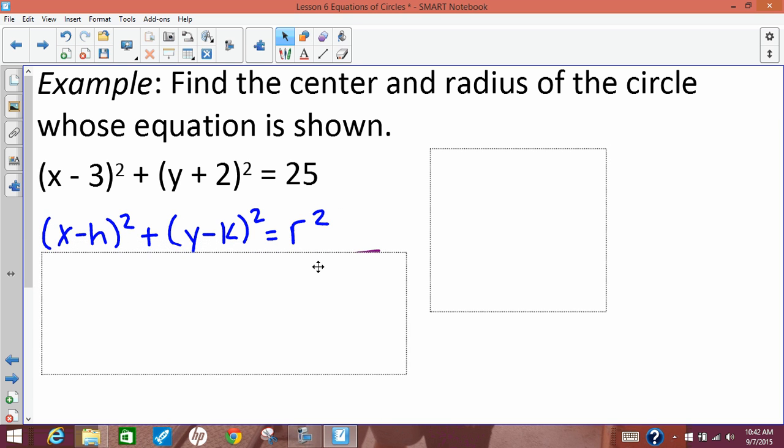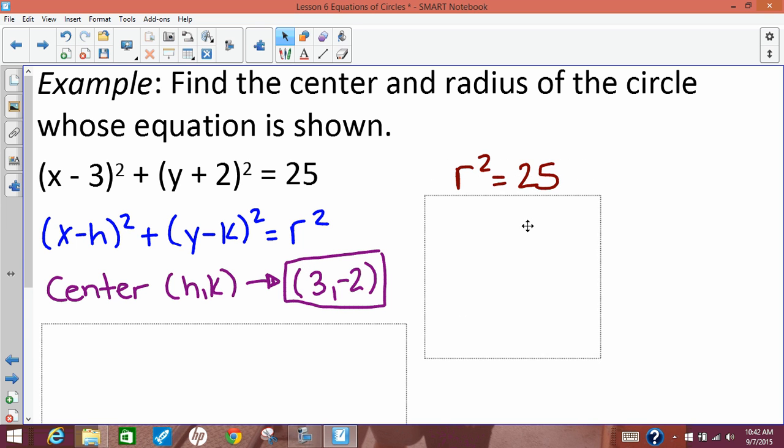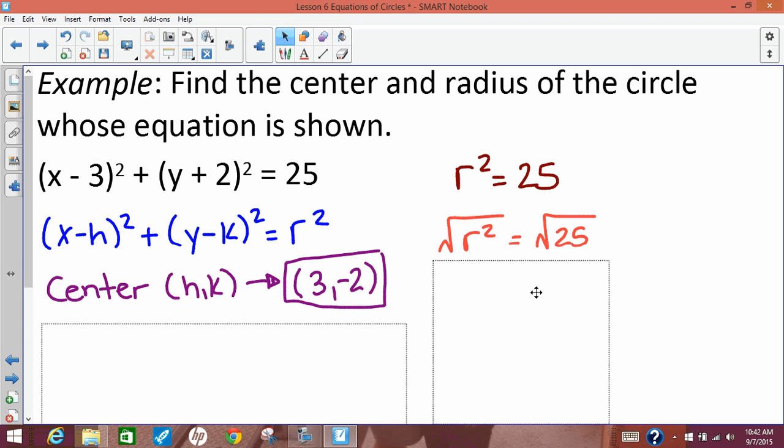So I've got my standard form. I see that there's a minus here, so that means the center, that h is positive 3. Because there's a plus 2 here, that means k is negative 2. So there's my center. R squared equals 25. Square root of both sides, and I find that r is nice and neat. The radius of this circle is equal to 5.